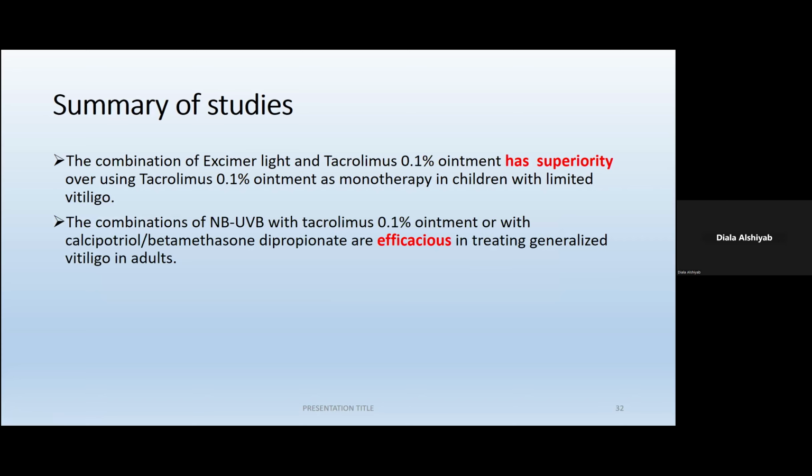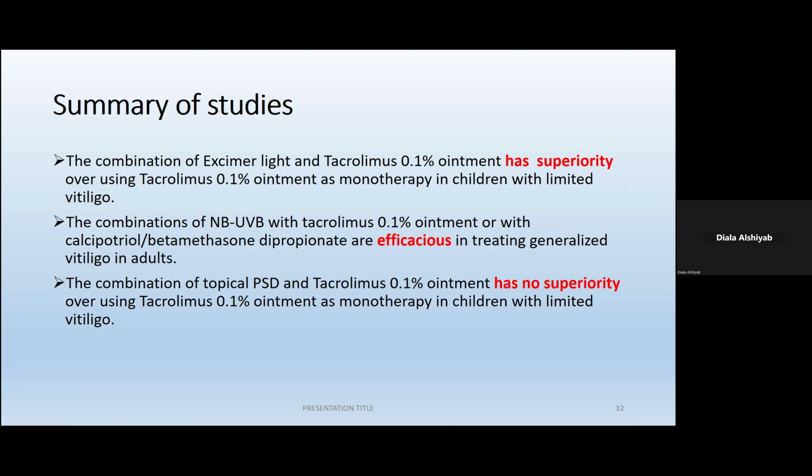The second conclusion: combination of narrowband UVB with tacrolimus ointment or with calcipotriol, betamethasone dipropionate, both are efficacious in treating generalized vitiligo in adults. And the third conclusion: the combination of topical pseudocatalyst and tacrolimus ointment has no superiority, no added value over using tacrolimus ointment as monotherapy in children with limited vitiligo. And thank you for your attention.